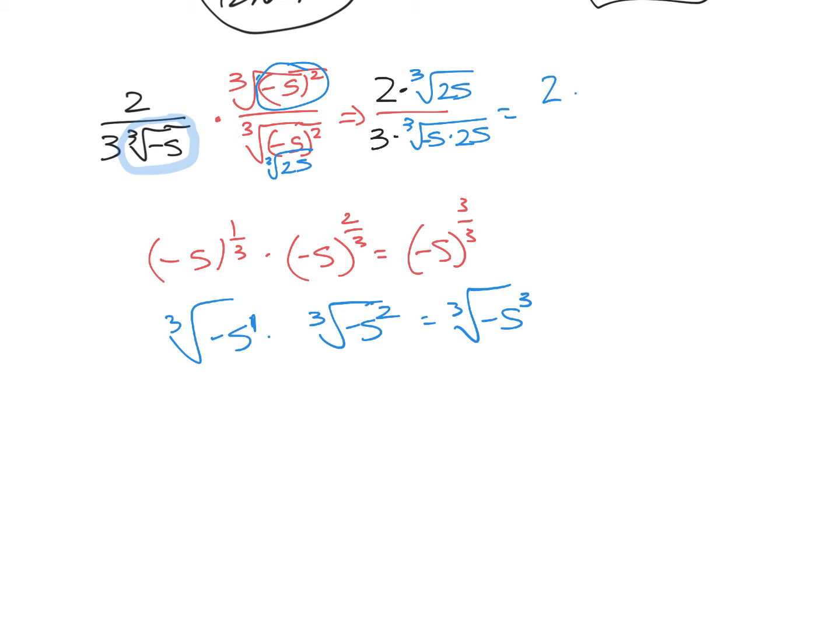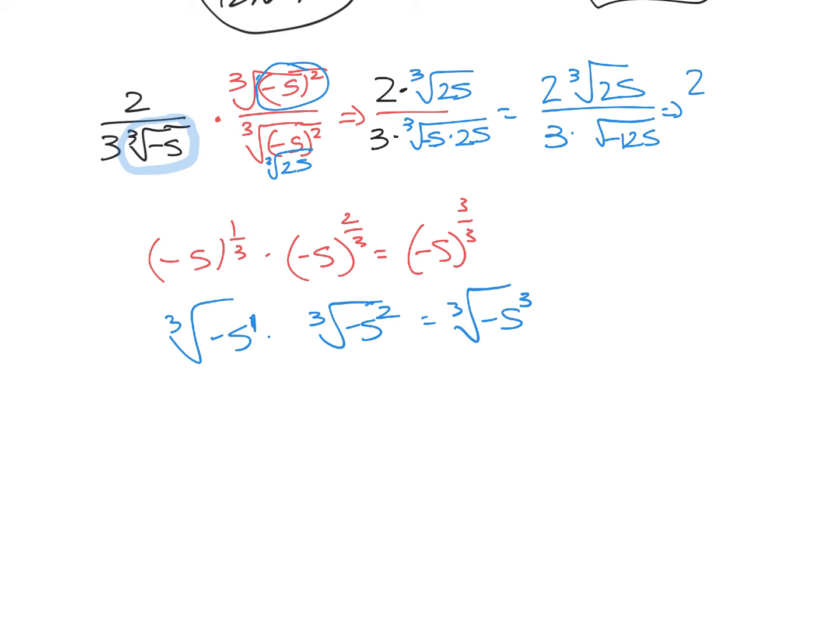So this becomes 2 times the cube root of 25. I can't multiply this 2 on the outside, it's a whole number. And then I have 3 times the cube root of -5 and 25. I multiply those 2 together because they are underneath the same cube root, right? Underneath that same cube root. And so this becomes -125.